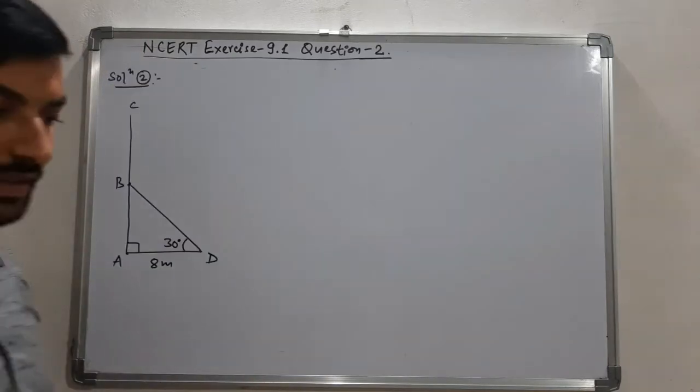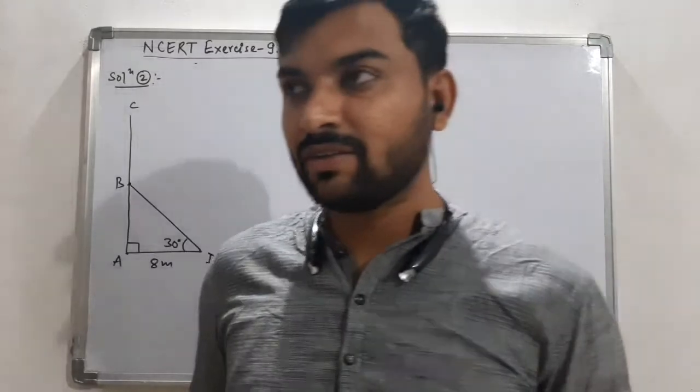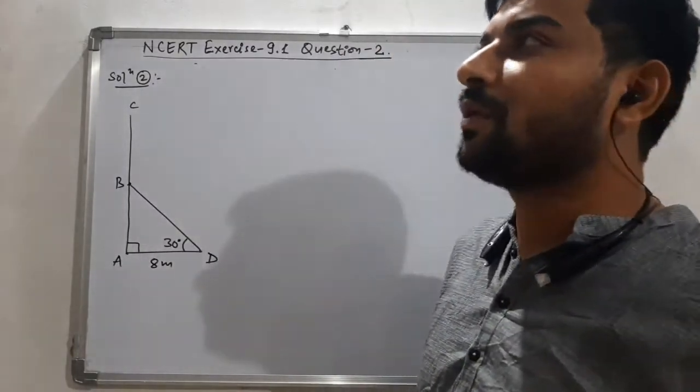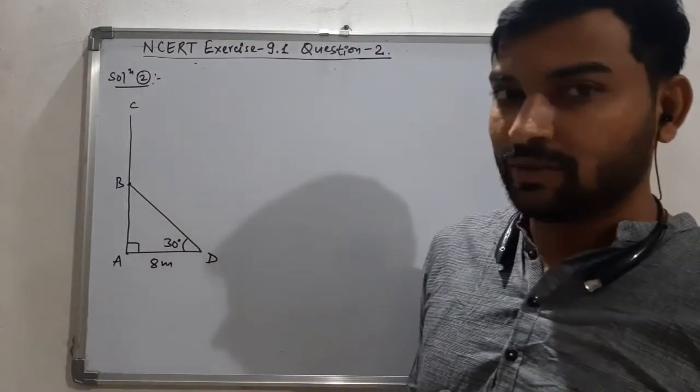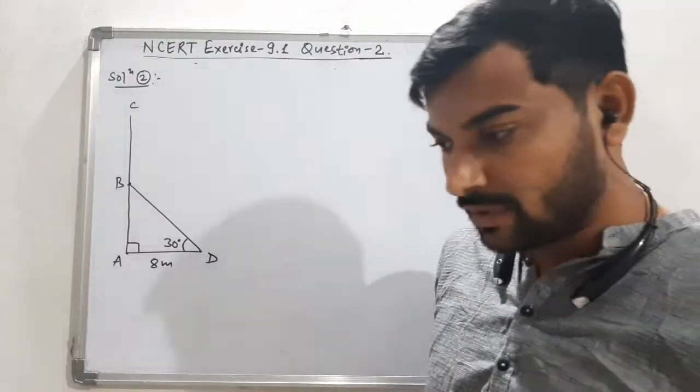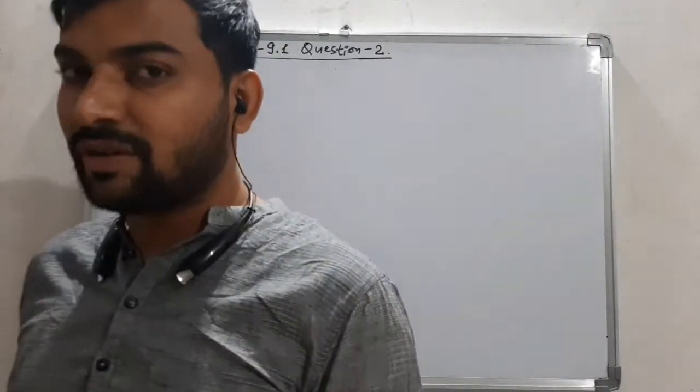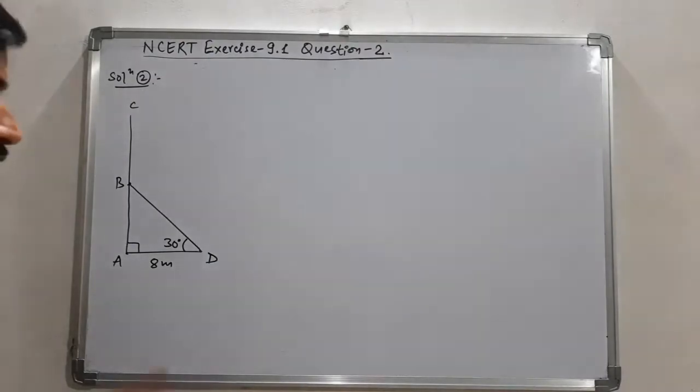Come to the second question of the height and distance exercise. The question is about a tree which is broken down due to a storm. आपने देखा होगा कि जो बड़े बड़े ट्रीज होते हैं वो स्टॉर्म के समय टूट जाते हैं. तो ऐसी एक सिचुएशन दी हुई है.